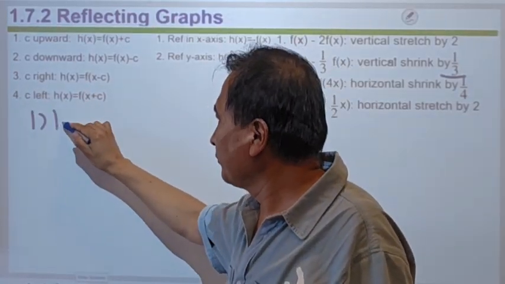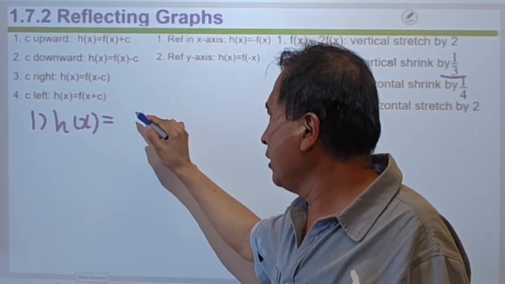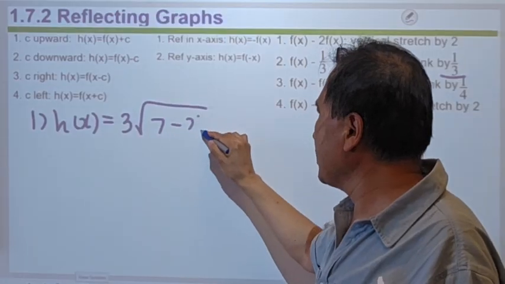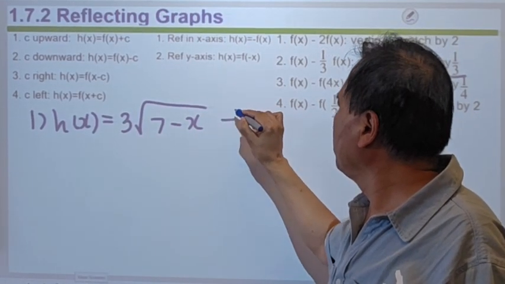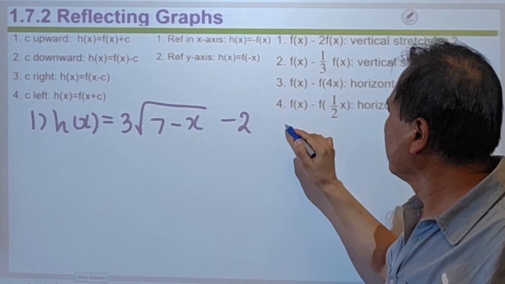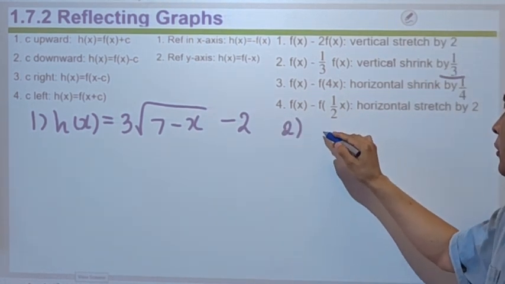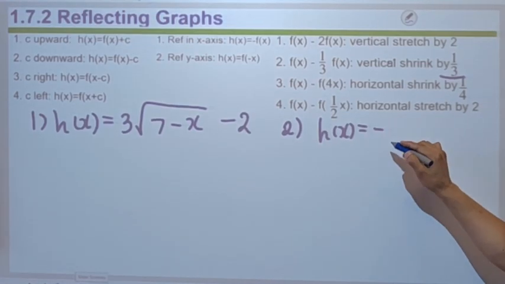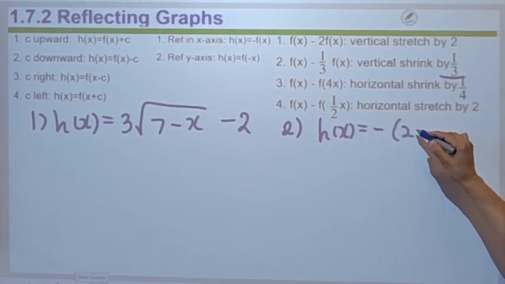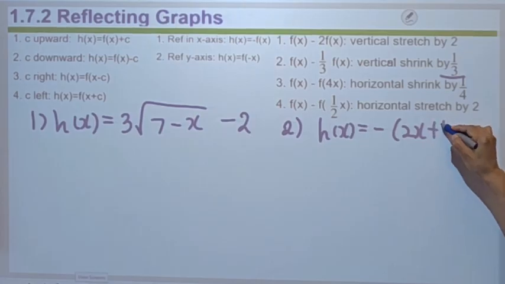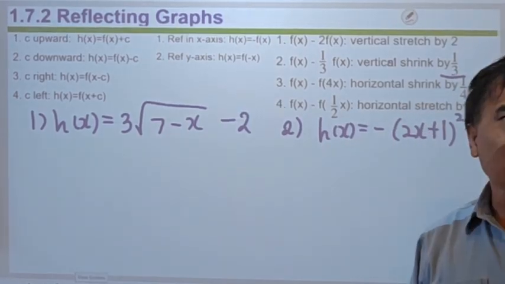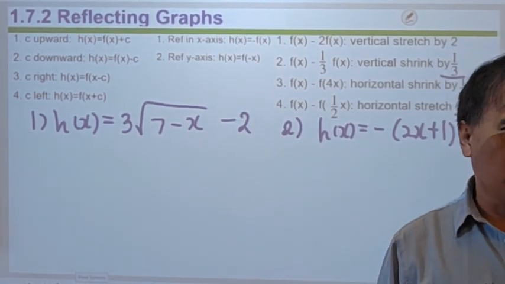So f of x, let's say that's h of x. Let's say h of x is 3 square root of 7 minus x, minus 2. And number 2, h of x equals minus 2x plus 1 squared plus 3. Let's say like that. So when you do that, all the time, find the parent function first.